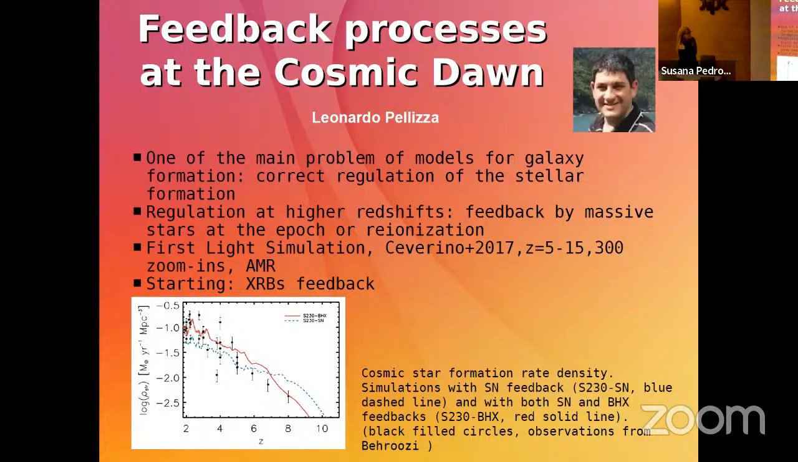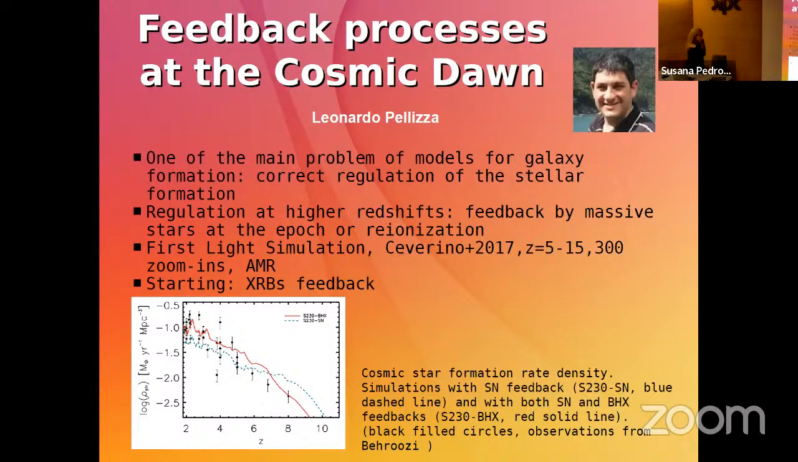at higher redshift, right? This is led by Leonardo Pelliza, another researcher from my group. And we are using for that the first light simulation from Severino. These are zoom-in simulations that go from 5 to 15 in redshift, the 300 simulations. And what we are willing to see is, first, the main features of the galaxy at this redshift, at cosmic dawn, let's say, and try to implement this feedback in the CIELO code.